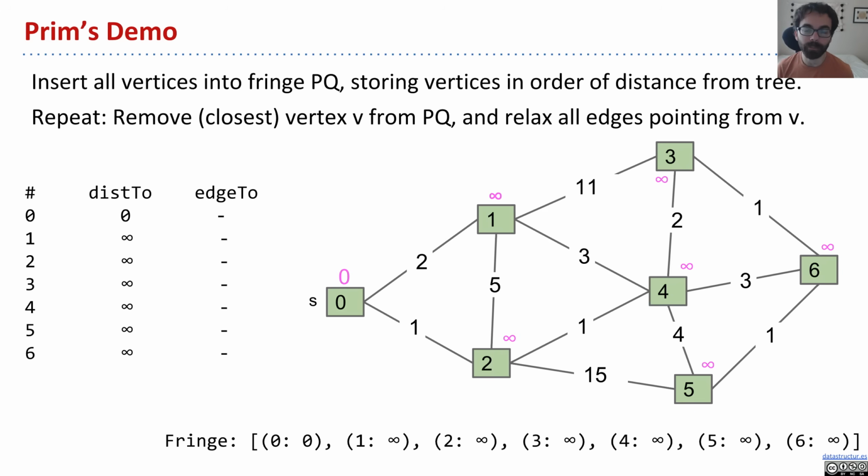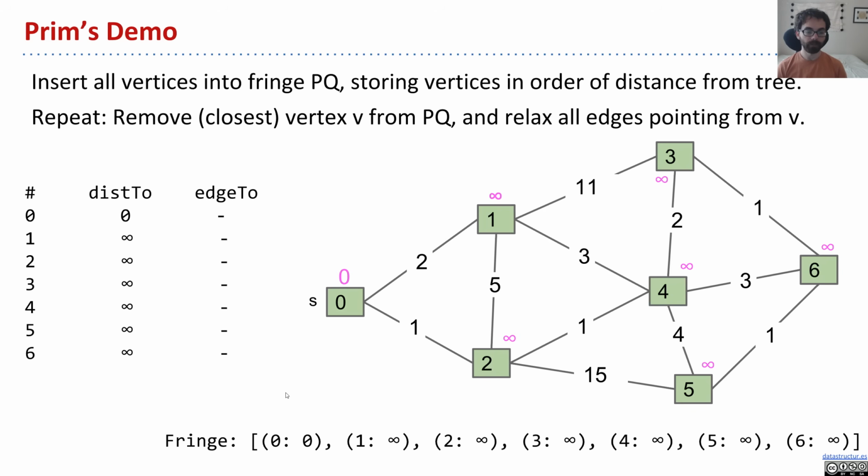So how this version of Prim's algorithm works, it's the exact same algorithm, just written out a little differently, is we're going to start by inserting all of our vertices into the fringe priority queue that we set up. And in this case, we're going to store all the vertices in the order of the distance from the tree. So it's kind of like Dijkstra's, just I have the word tree here instead of source. And then what we're going to do is repeatedly remove the closest vertex from the priority queue and relax all of the edges. And that actually, as it happens, will turn out to be the same as the conceptual picture.